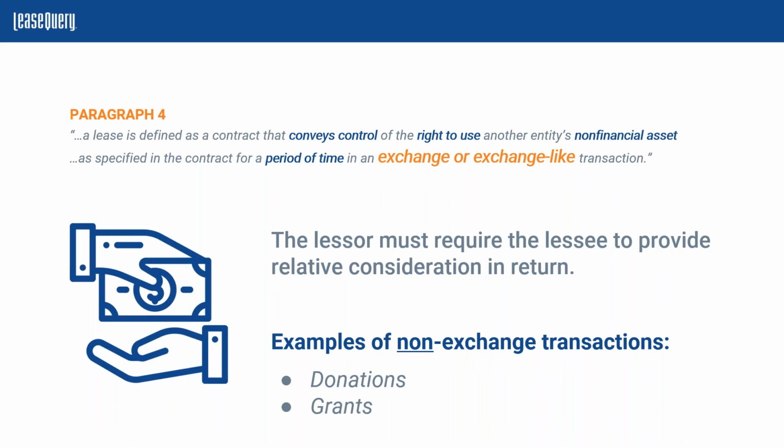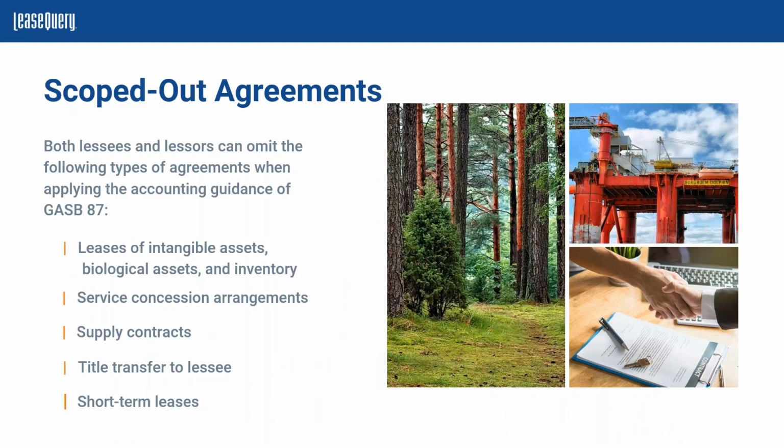All right. So now that we have really dug into that definition, a much more detailed definition, we're going to go ahead and talk about some scoping in our next section. If you have these types of arrangements, these are scoped out for GASB 87.